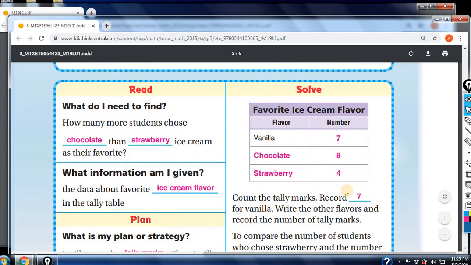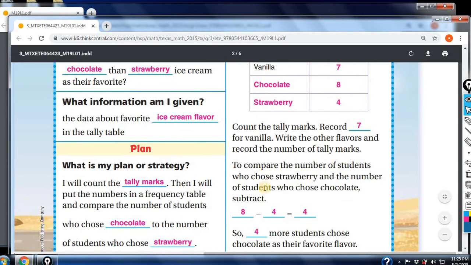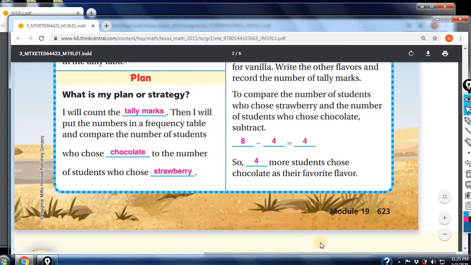So we counted the tally marks. We recorded 7 for vanilla. We're comparing the number of students who chose strawberry and the number who chose chocolate. 8 students chose chocolate, 4 students chose strawberry, so we subtract those two and get 4. That is your answer: 4 more students chose chocolate as their favorite flavor.